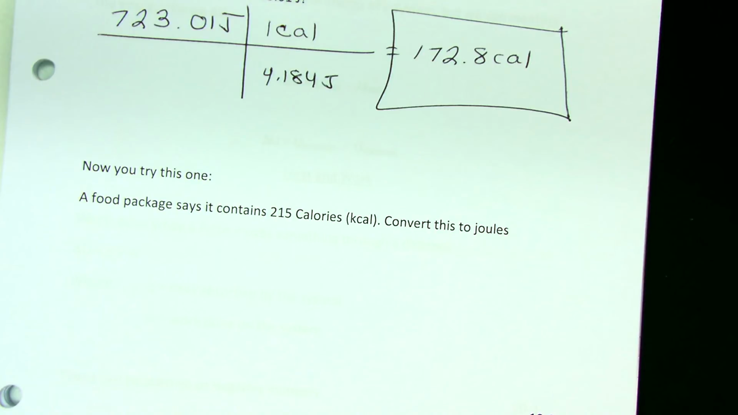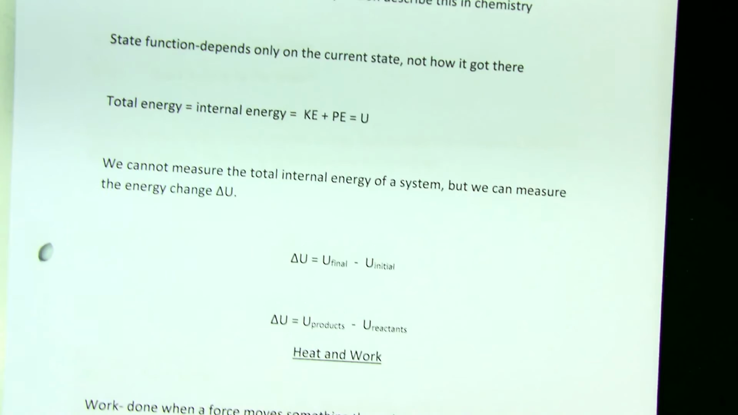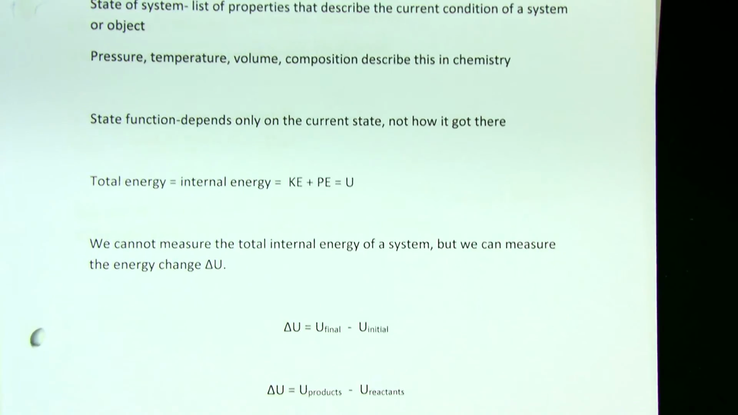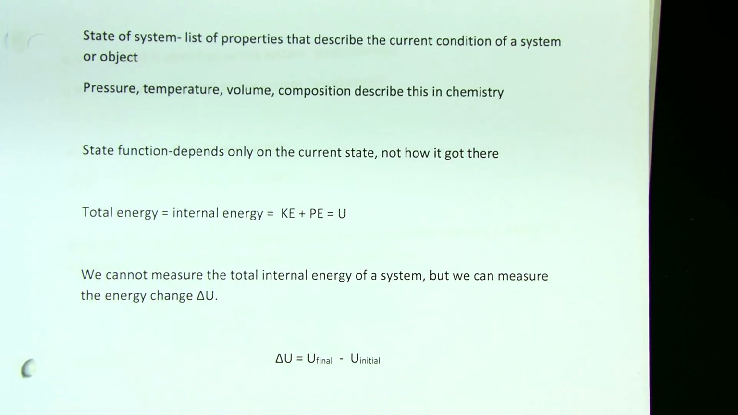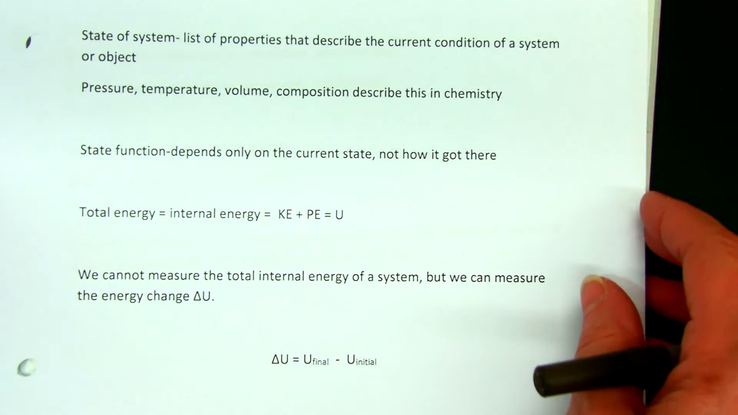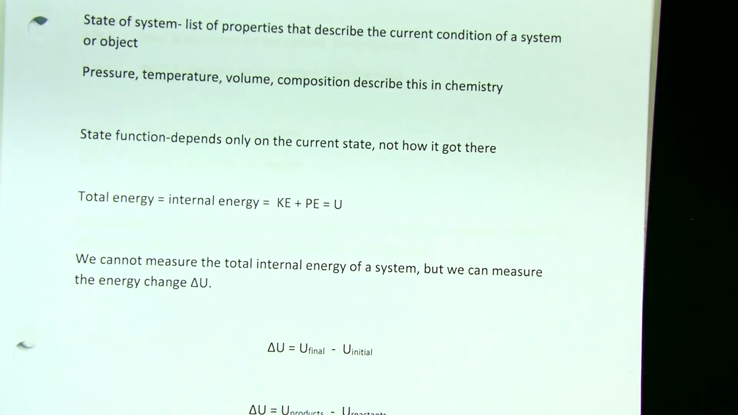Now, as we go through, we're going to talk about energy in a lot of different kinds of situations. We're going to talk about energy required to perform a chemical reaction. We're going to talk about energy absorbed and energy released as we try and heat and cool things. So in this chapter, we talk about the state of a system.